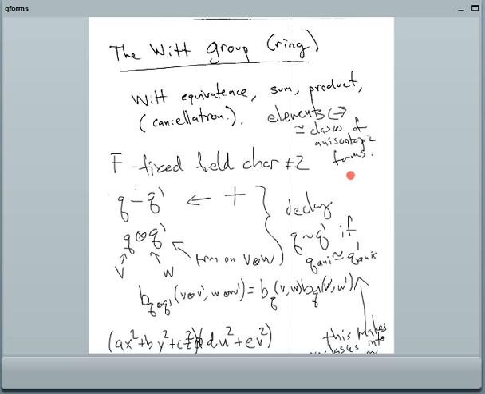So, and these are really the most interesting forms anyways. I mean, everything is anisotropic plus some number of hyperbolic planes. Hyperbolic planes are kind of not the interesting structural part of the form. It's really the anisotropic part that's interesting.